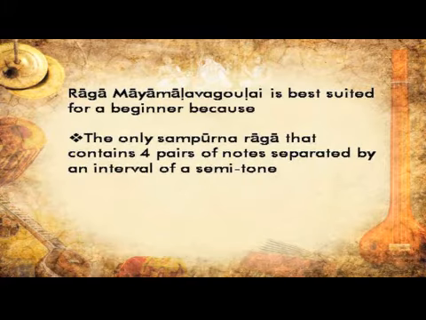This is the only Sampurna Raga that contains four pairs of notes separated by an interval of a semitone or Dvishruti. Therefore, once a student gets acquainted with the Dvishruti interval, which occurs between the first pair Sa and Ri, he or she will be able to sing the other pairs also easily.